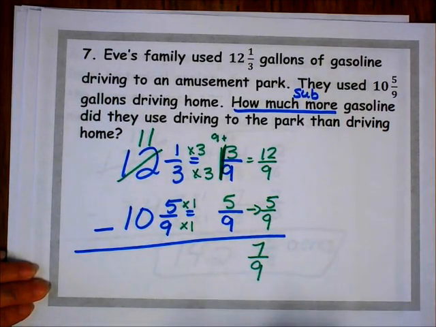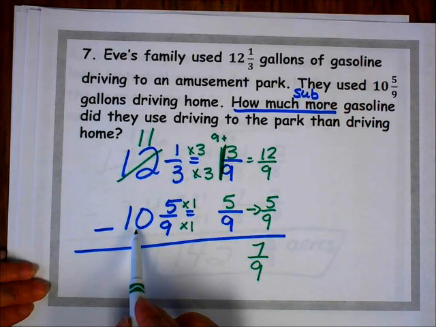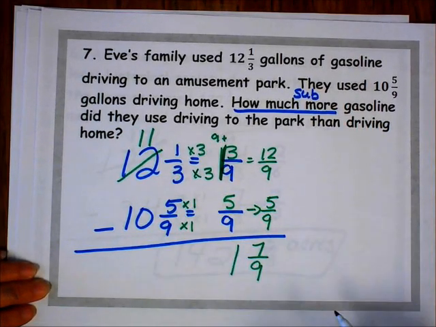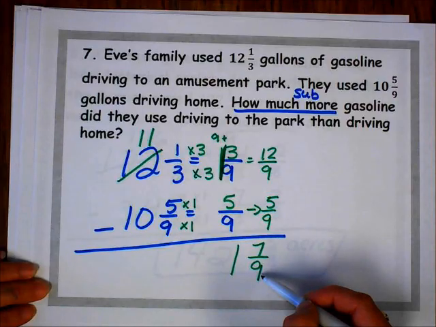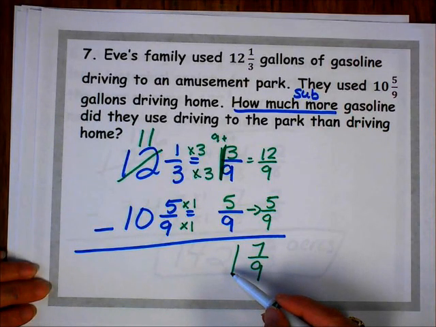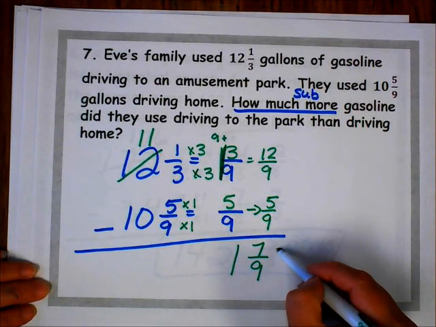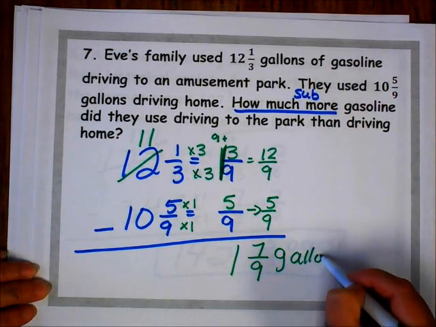Don't forget your whole numbers. 11 minus 10 is 1. Next, check to see if I can simplify. Well, I know that 7/9 is in simplest form because the numerator is prime and won't divide into the denominator. Now it is a word problem, so I have to label. So it's 1 7/9 gallons of gasoline.